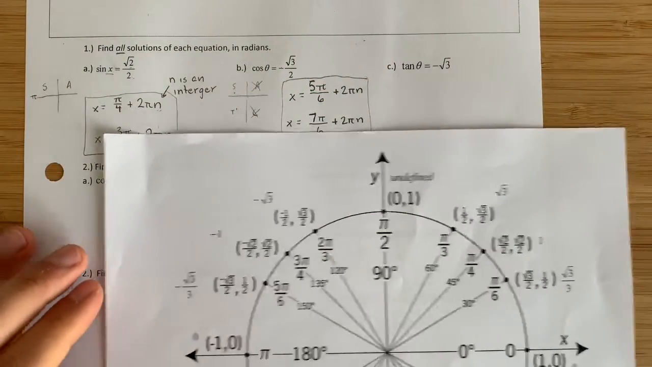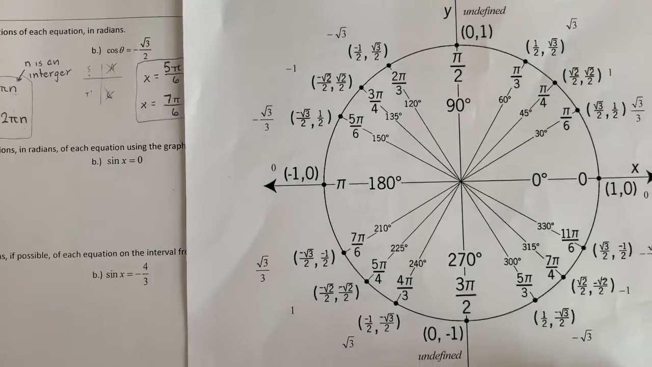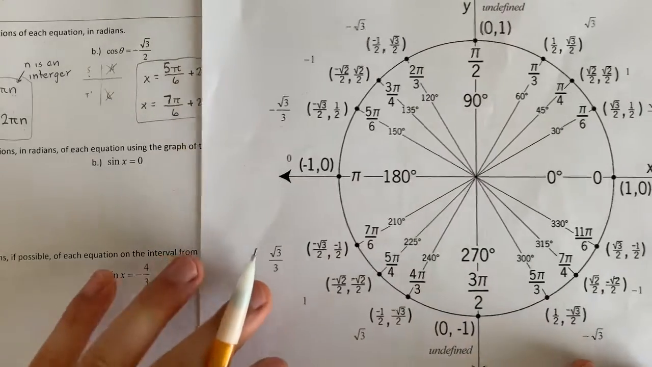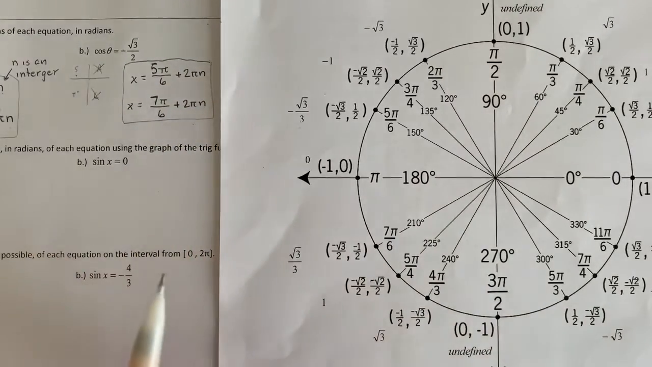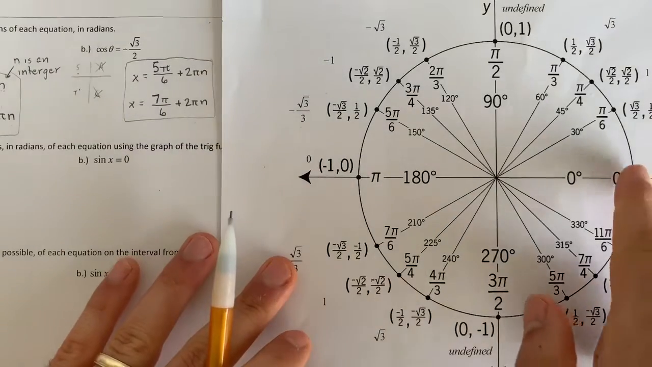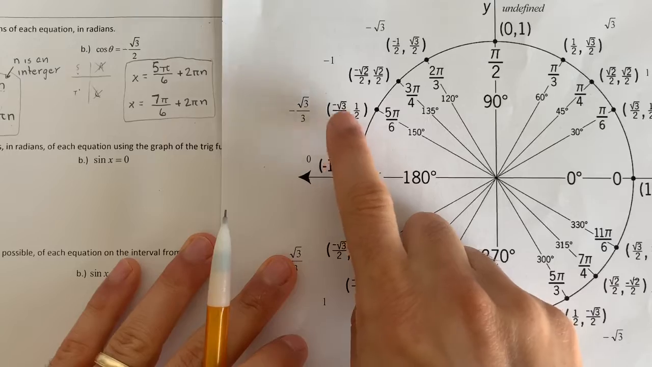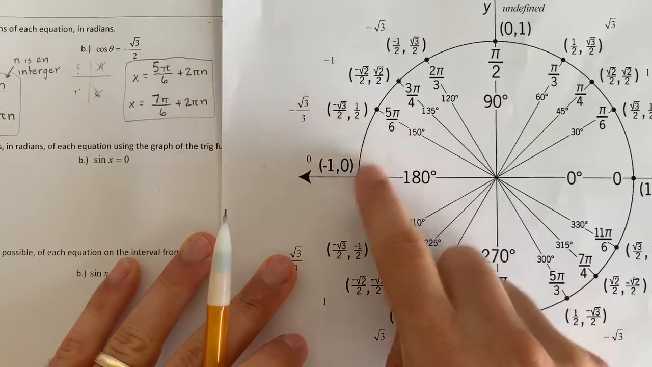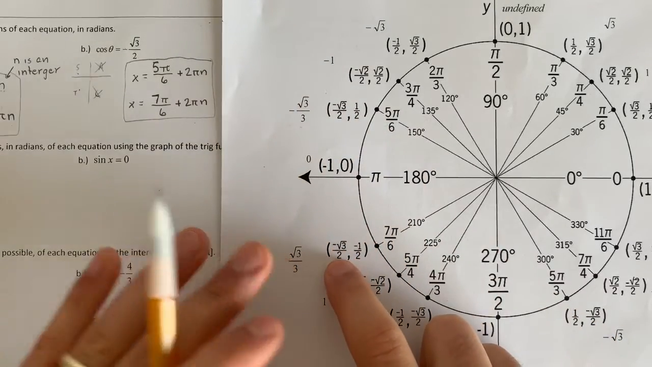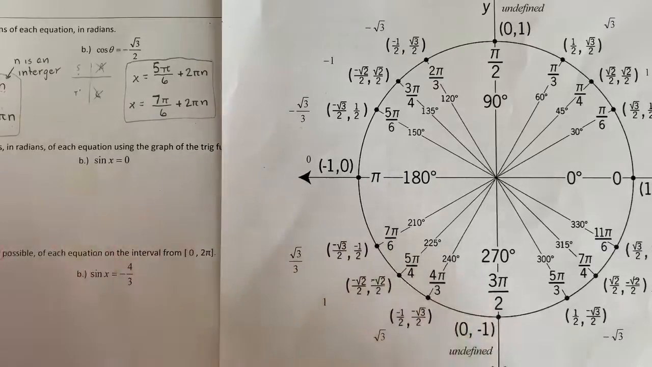Now those are my answers, which I tried to do in my head, and I could look at the unit circle in case you want to double check, or maybe you couldn't quite do it in your head yet. On the unit circle, the cosine is the x-coordinate. So over here, one answer is 5 pi over 6, and over here, the x-coordinate is radical 3 over 2, 7 pi over 6.